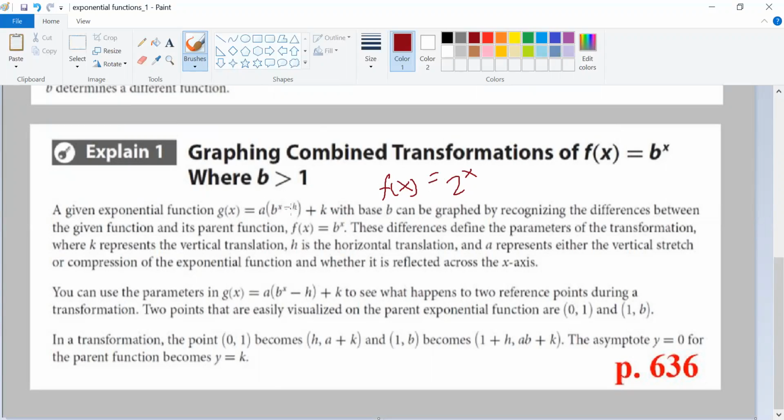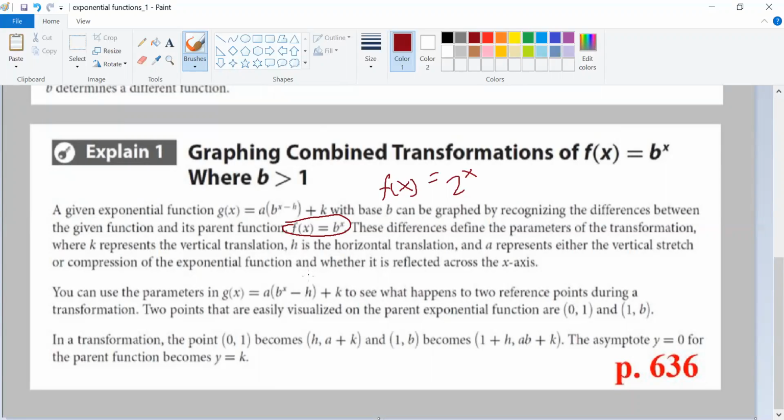So for example, the h value is what's going to shift it left and right. The k value is going to shift it up and down. And the a value is what's going to either compress it or stretch it vertically. And then they wrote that in here, so you can read this yourself from the chapter. I just wanted to highlight certain areas.